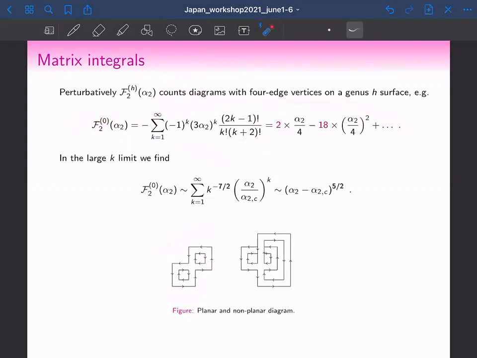However, it turns out that if you take this sum over here and take the large k limit, where the vertex number k tends to infinity, you can write this summand as k to the power of -7/2. And then you can perform this sum, and it's a polylog, which close to alpha critical exhibits exactly the critical exponent 5/2 that we encountered before in the free energy. So these critical exponents are very, very universal for these matrix integrals.